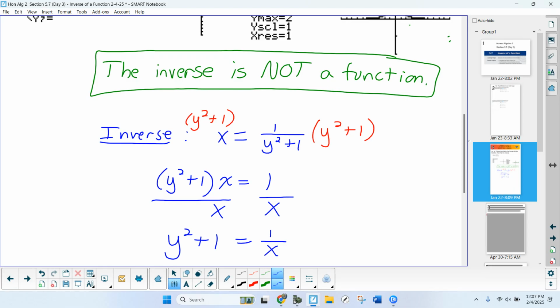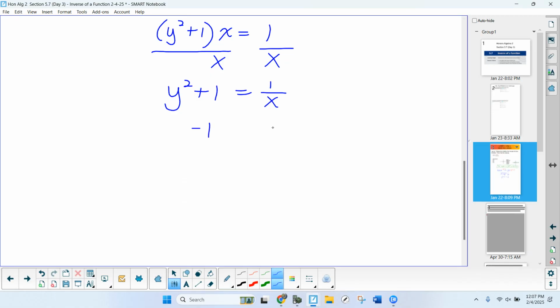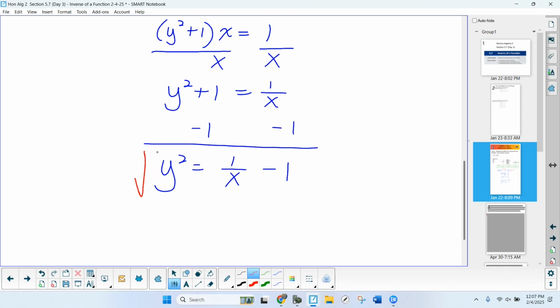Okay, still trying to get y by itself. What do you guys want to do now? Subtract 1 from both sides. When I subtract 1, I get y squared equals 1 over x minus 1. How do I undo y squared? Now, be careful. When you take the square root, the domain is not restricted in the original problem, which means the range is not restricted here. So what do I have to remember to put out front?